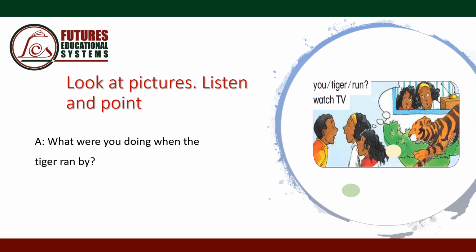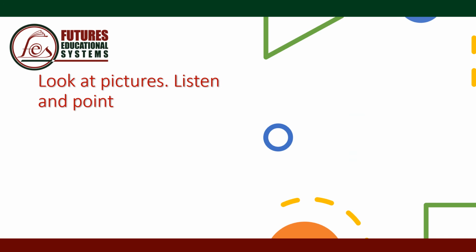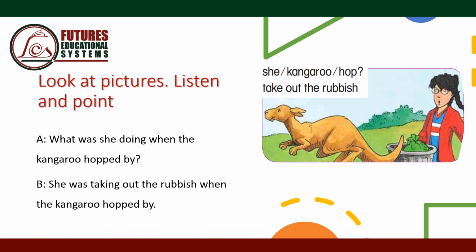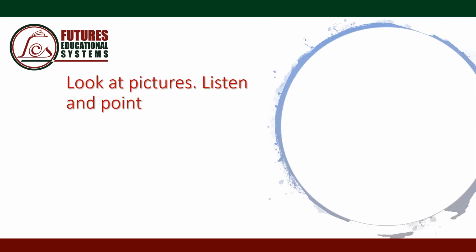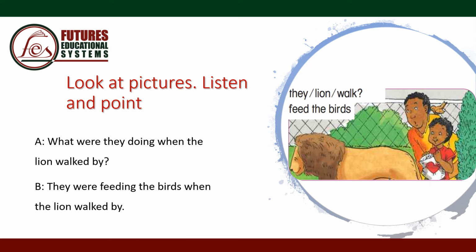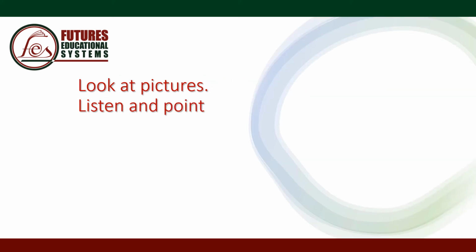What were you doing when the tiger ran by? We were watching TV when the tiger ran by. What was she doing when the kangaroo hopped by? She was taking out the rubbish when the kangaroo hopped by. What were they doing when the lion walked by? They were feeding the birds when the lion walked by.